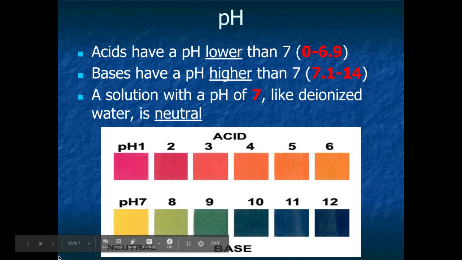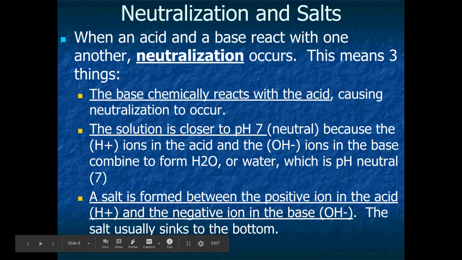So we've got all the acids, 0 to 6.9. pH 7, perfect pH 7, would be considered neutral. And then you've got 7.1 all the way up to 14. This doesn't go up to 14, but all the way up to 14 would be basic. So what happens when an acid and a base react with one another? Well, when they react with one another, a process called neutralization occurs.